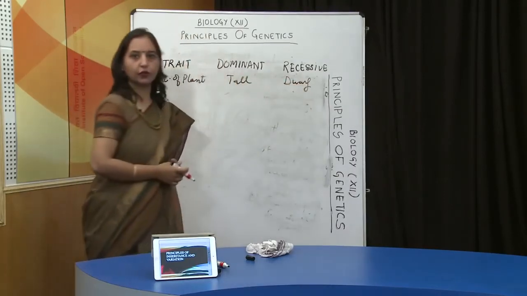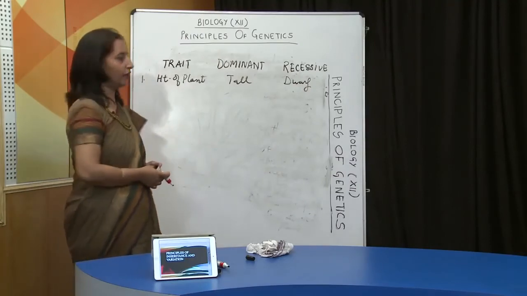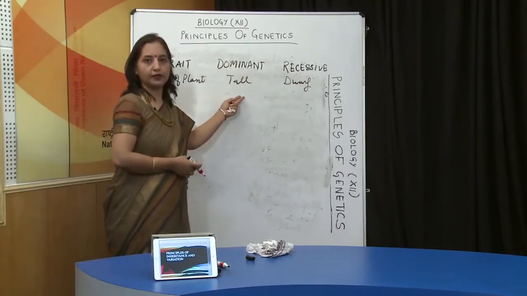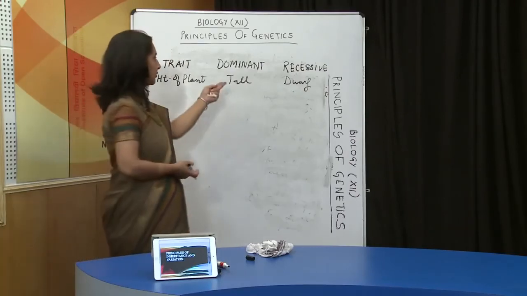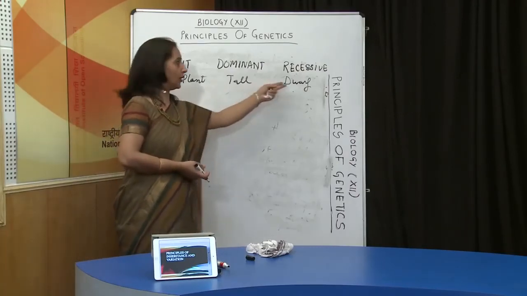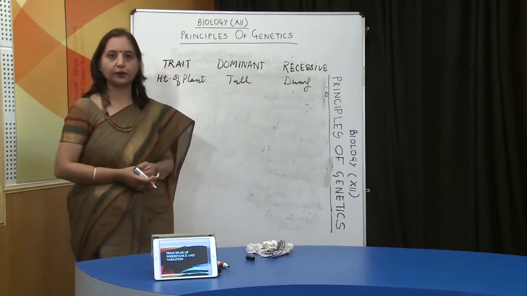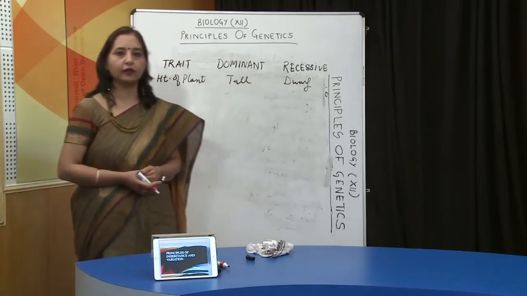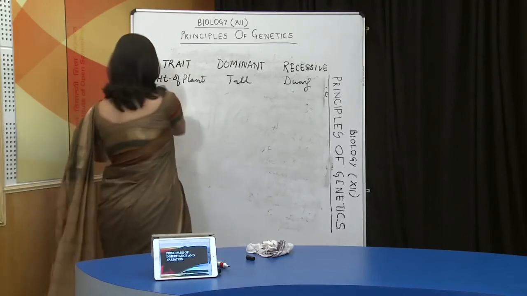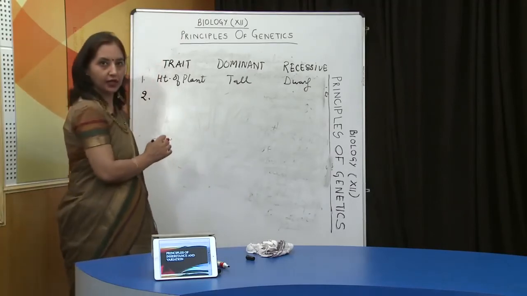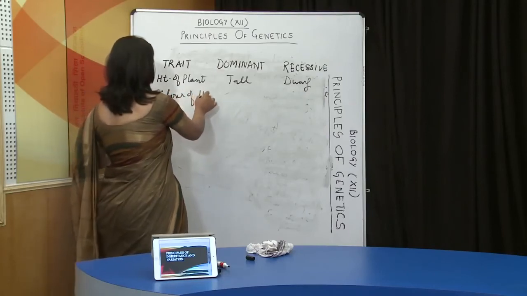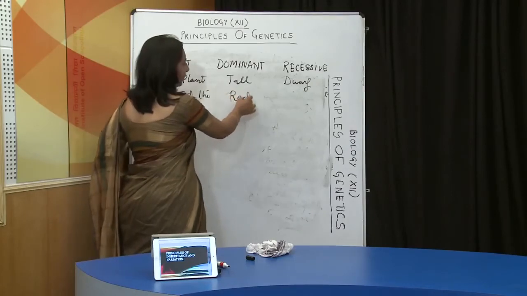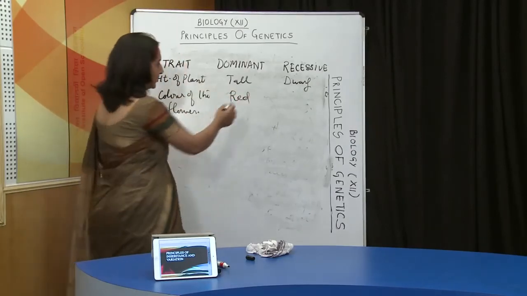The first trait was the height of the plant, wherein only tall plants were obtained in the first generation. So this trait was called dominating, wherein the short plants did not appear in the first generation and they were called recessive. The second trait was the color of the flower. Red color was dominating over white.